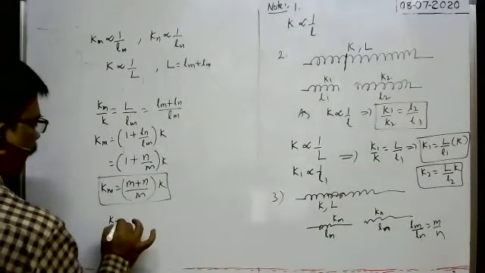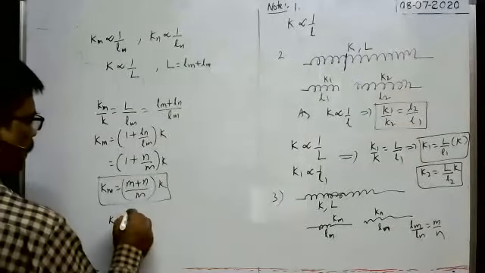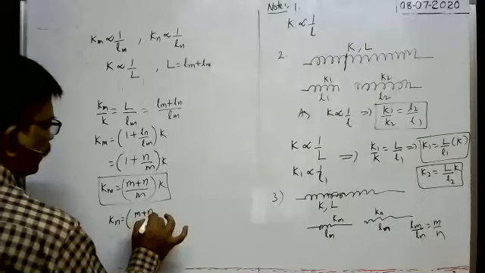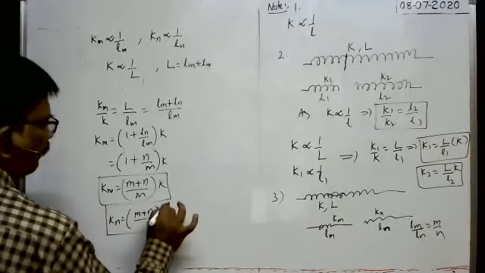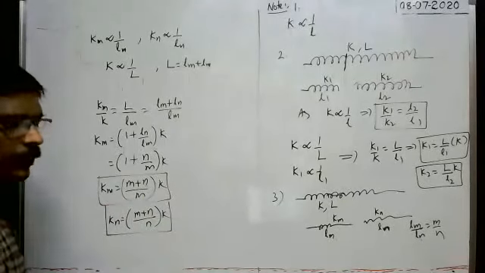Similarly, for Kn, the spring constant of the second part, m plus n is common, by n, into K. This is the spring constant of the other part. These points are very, very important.